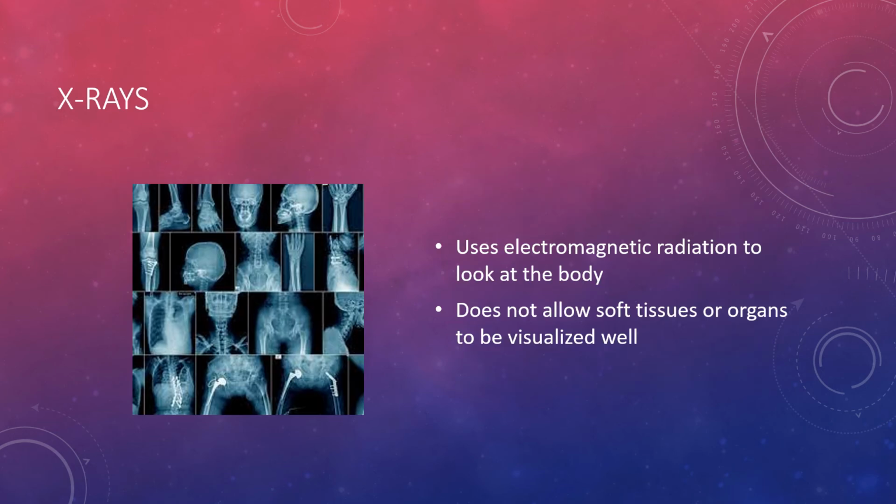X-ray is probably the most common first-line imaging, probably something we've all had done at least once. It uses electromagnetic radiation to look at the body. It doesn't allow soft tissues or organs to be visualized well. So this is mostly to rule in or rule out a bone abnormality. It doesn't really show us if there's a tendon, ligament, or muscle issue.